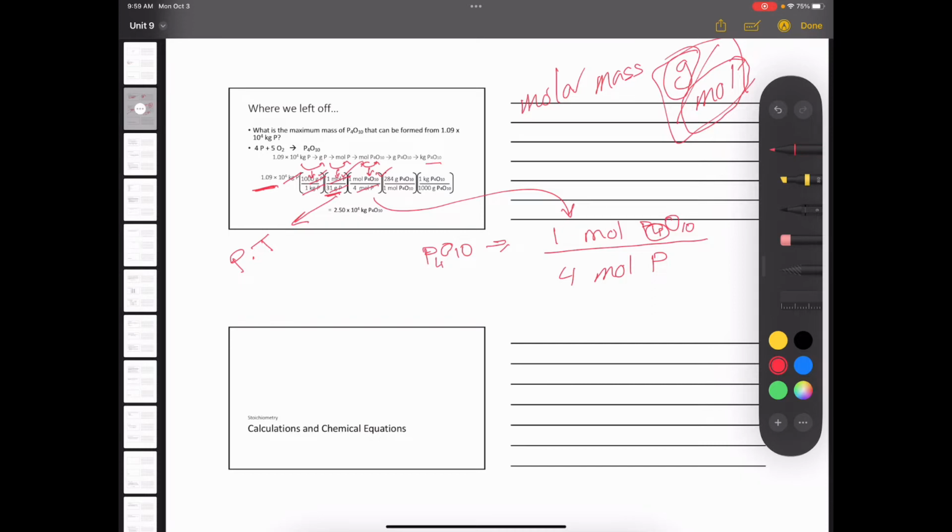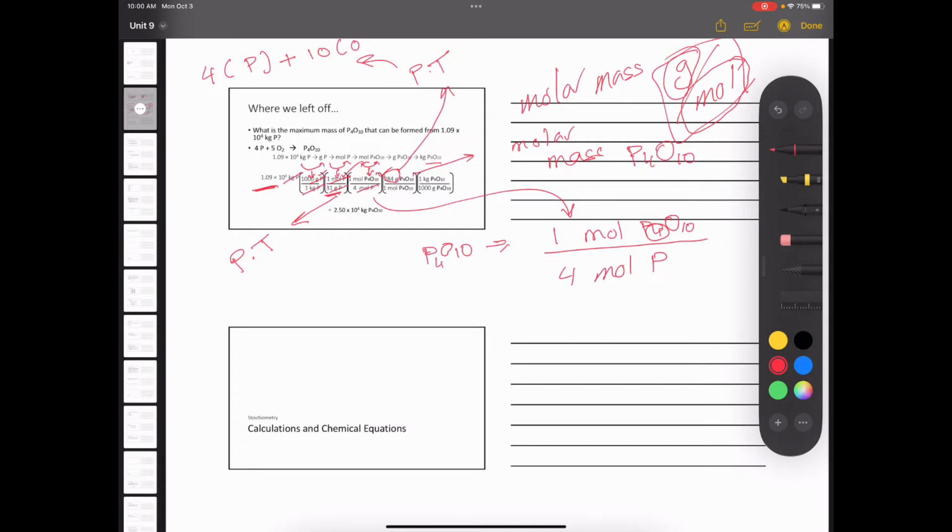Okay? So now I need to convert my moles of phosphorus oxide into grams of phosphorus oxide, which means I will have to use the molar mass of phosphorus oxide. So this number here is also from the periodic table. But this one is coming from 4 phosphorus plus 10 oxygens. Okay?